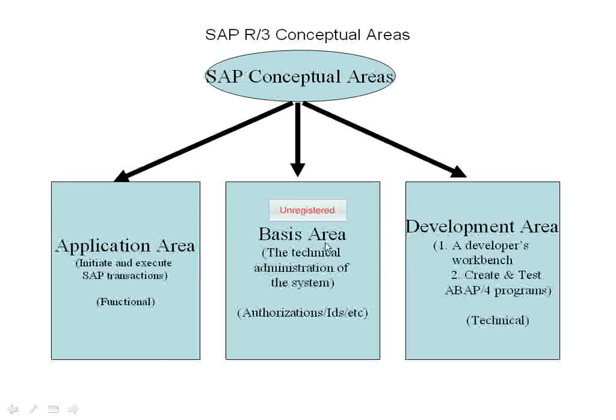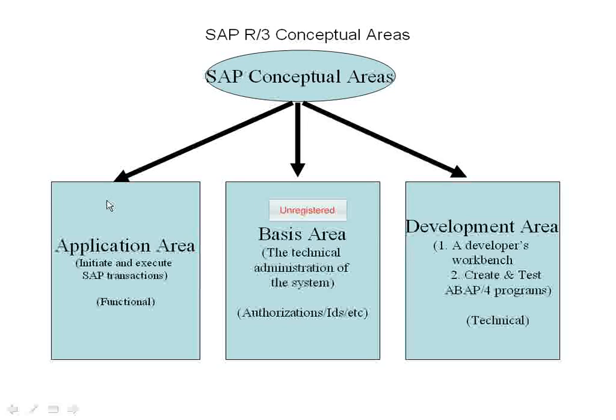And then we have the basis area. This is the networking area of the SAP system. This will be taken care of by the basis people. They will give the authorizations, such as user IDs and access to various user IDs, etc. So it is basically the networking aspect of SAP.